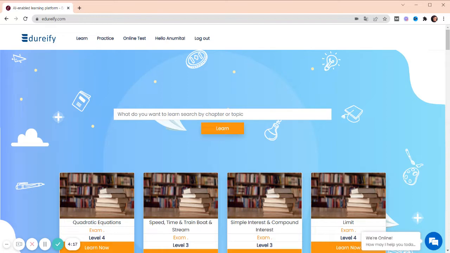So the JEE exam is the gateway to some of the various prestigious engineering colleges.